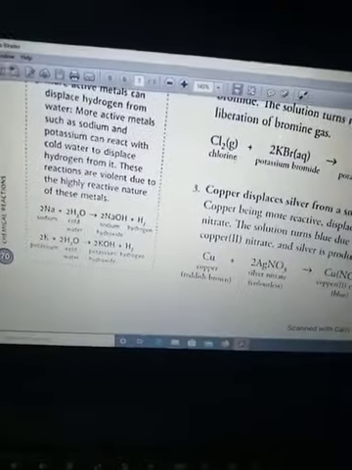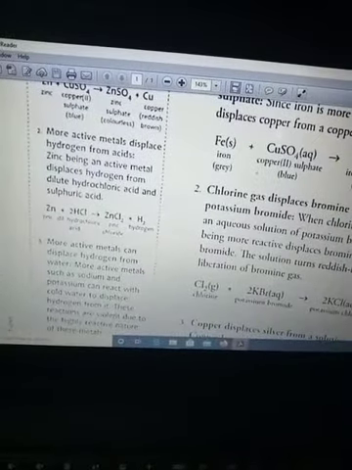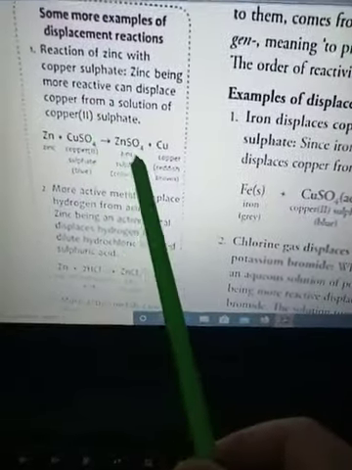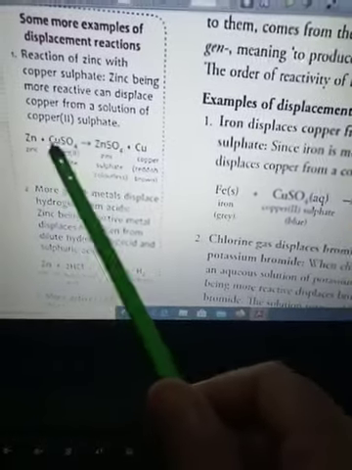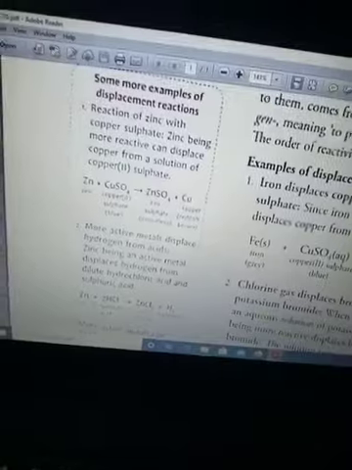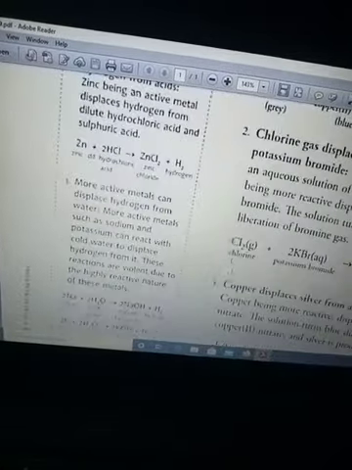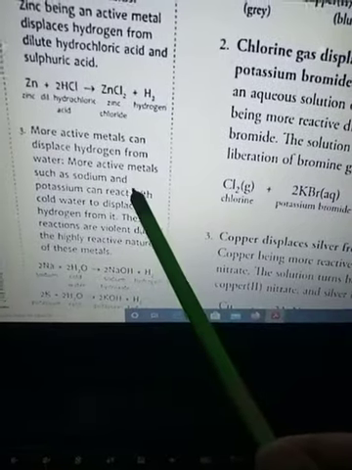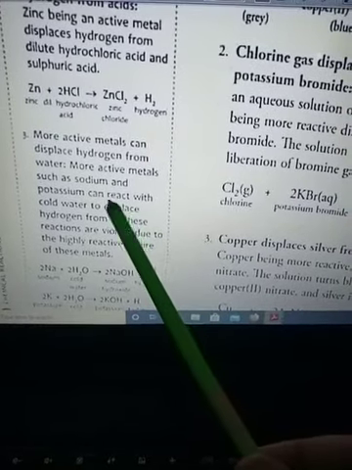Another example of displacement reaction is when zinc reacts with copper sulfate solution, then zinc can replace the copper and it forms zinc sulfate plus copper. And one more example of displacement reaction is that active metals can react with water molecules even in cold solution.